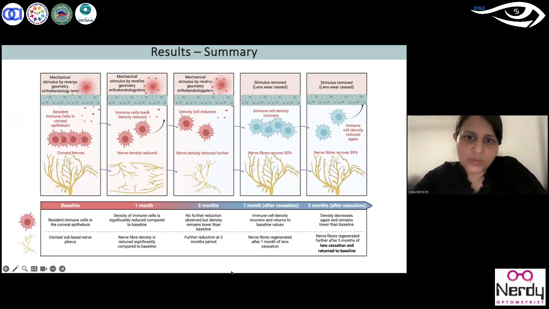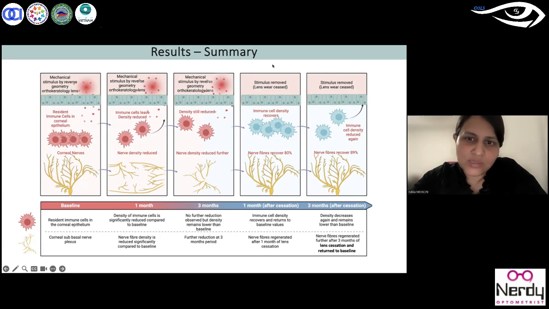So to summarize, what's happening here? We have already examined the nerve density that I have not shown today. So this was our previous study. We observed that in the same participants, when they start wearing orthokeratology lenses, there is a significant decrease in both immune cells and nerves within 1 month. And after 3 months, there is no further reduction in immune cells, but nerves keep decreasing. So after 3 months, both immune cells and nerves are significantly reduced from their baseline values.